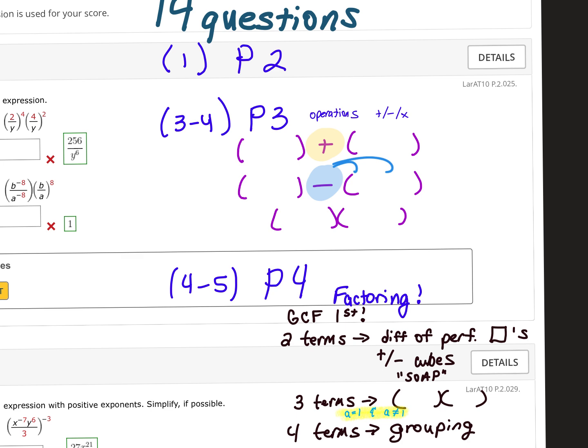Guys, when there is an addition or subtraction sign in the middle, you do not multiply. You don't start foiling the 2 parentheses together. It's just combining like terms. When do we foil? When they're stuck together, when they're right next to each other.